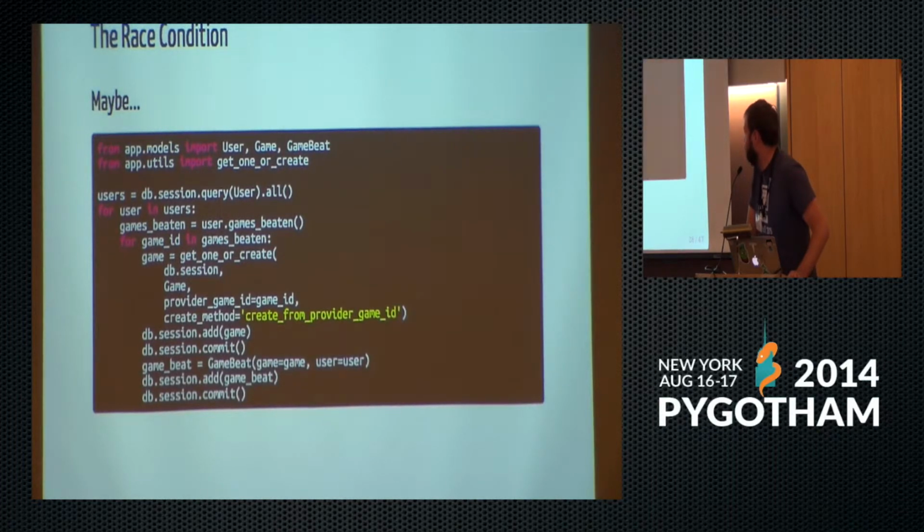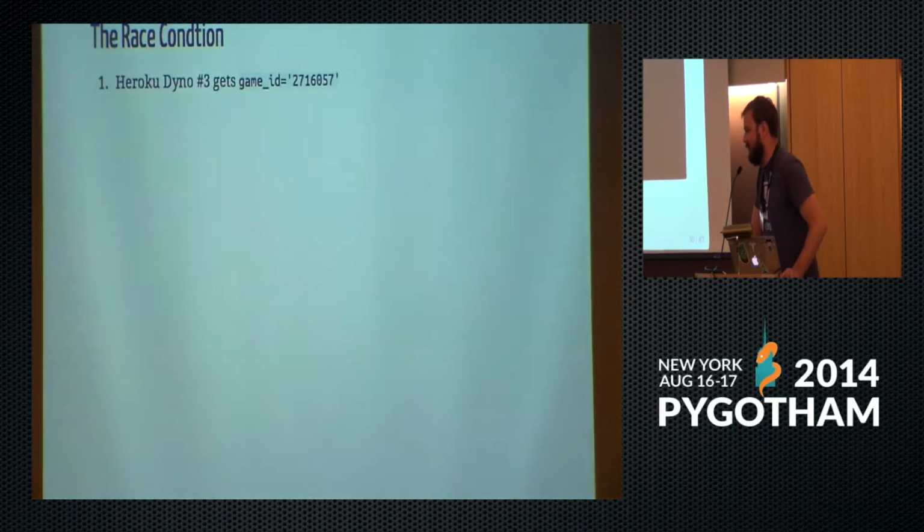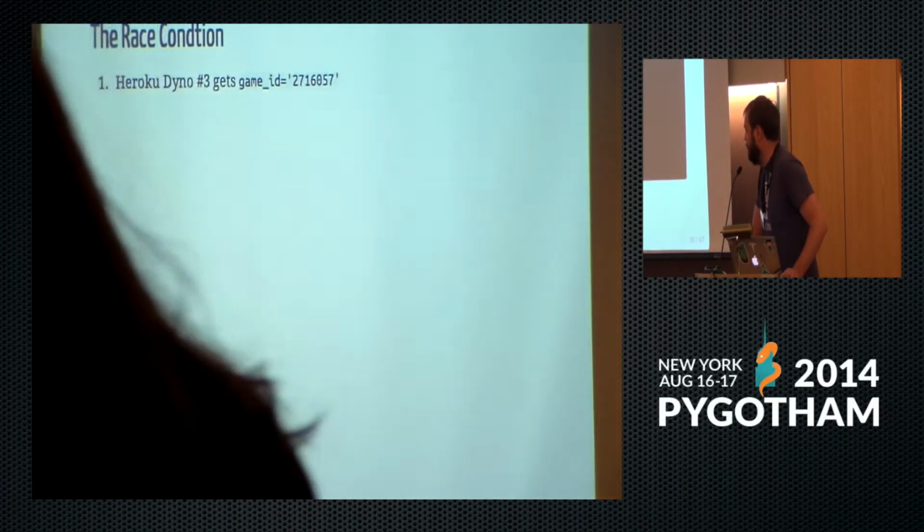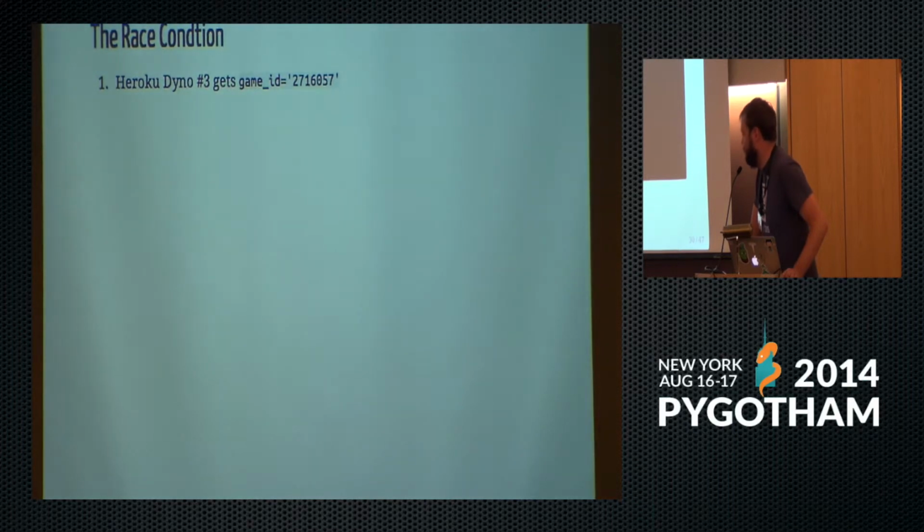One thing that we might want to do is move those commits right after we add things, so we commit more often. However, remember that when we're doing something like create from provider ID, we're making an API call. That could take a few seconds. This isn't going to be good enough. This significantly reduces the chance of a race condition happening, but it's not 0, and we really want 0.